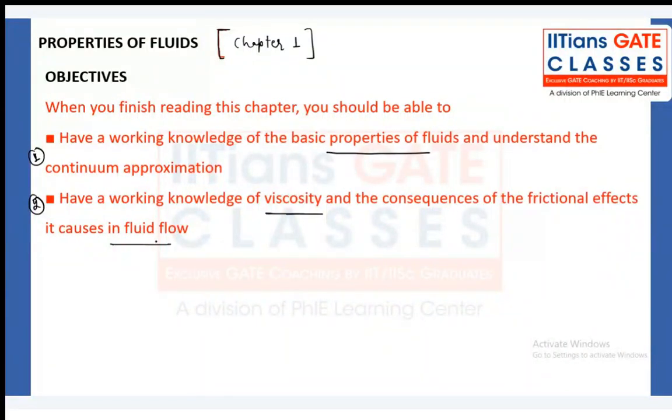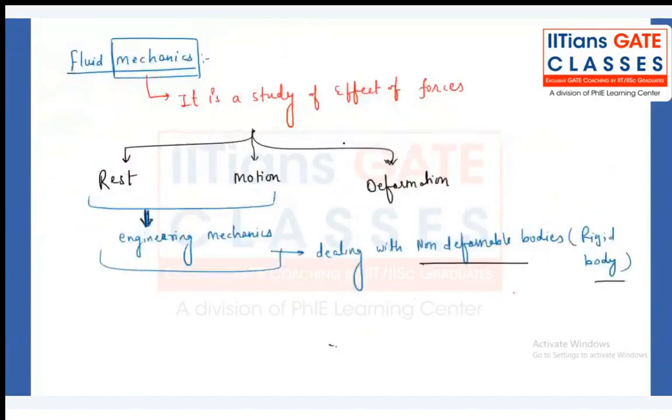Done, guys. This year's GATE paper you're saying? This year they have asked two questions from fluid mechanics. One question is from the boundary layer theory, and the second is from dimensional analysis and dynamic similarity.